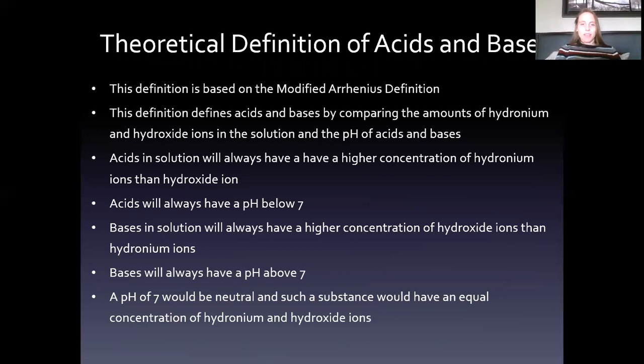And then lastly, we have the theoretical definition of acids and bases. Essentially, it is just comparing the amount of hydronium and hydroxide ions in solution, as well as the pH of acids and bases. So acids will always have a higher concentration of hydronium ions. Bases will have a higher concentration of hydroxide ions. Acids will have a pH below 7. Bases will have a pH above 7. And if the pH is right at 7, it is neutral, and that substance would have an equal concentration of hydronium and hydroxide ions. So those would just cancel each other out, and you'd have a neutral substance.